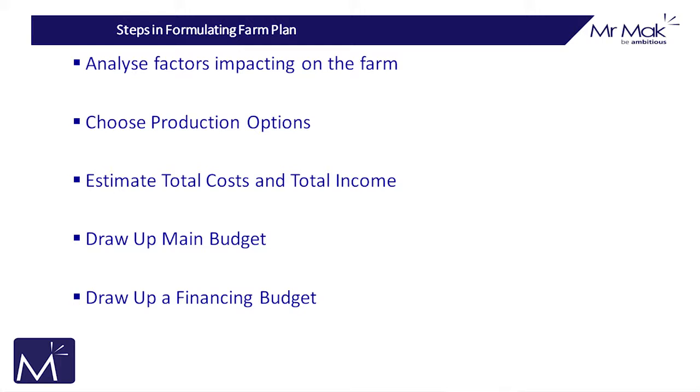So as a minimum, we'd expect the farming business to address these 5 steps in deciding on its farming plan. Firstly, to analyze factors impacting on the farm. Secondly, to choose the production options. Thirdly, to estimate total costs and total income. And then fourthly, to draw up the main budget for the farm. This is our focus. But in addition to that, we're going to consider the drawing up of a financing budget.